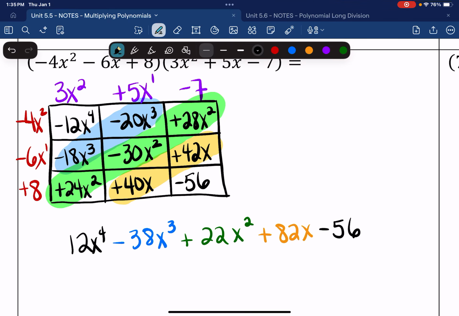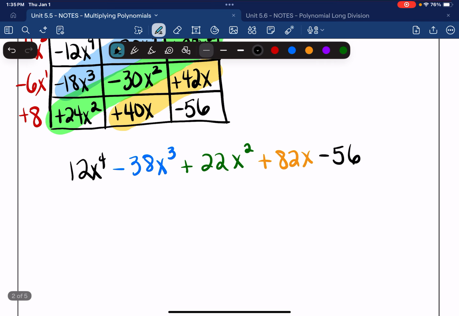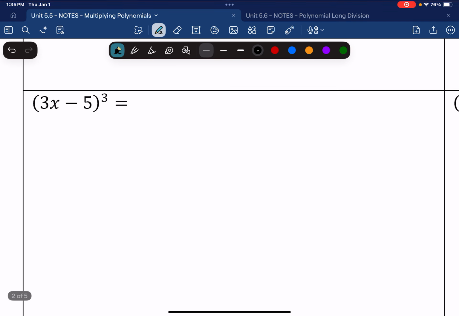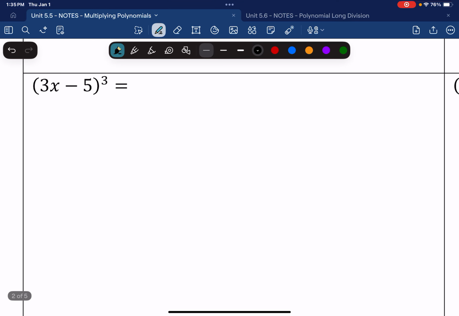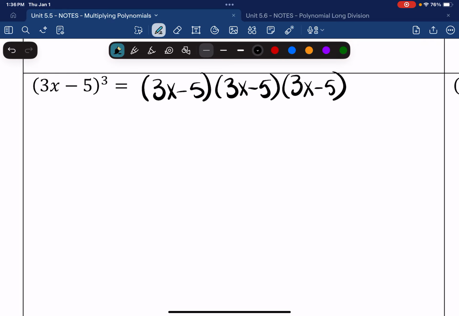All right, so it's not that it's necessarily difficult. It's just the work. It's a process, and you need to make sure that you keep everything nice and neat. All right, last one. This says 3x minus 5 to the 3rd power. So what does that even mean? It's the same thing as saying 3x minus 5 times 3x minus 5 times 3x minus 5 again. So you're multiplying that binomial times itself 3 times. So we're going to do this in sections. Let's do 3x minus 5 times 3x minus 5 first.